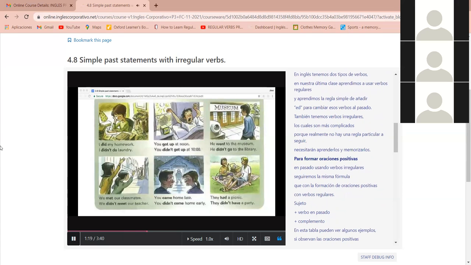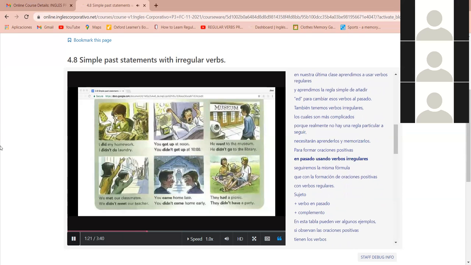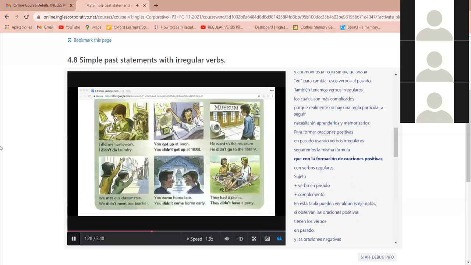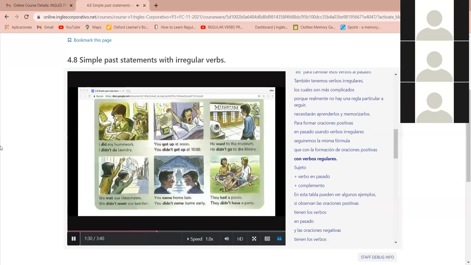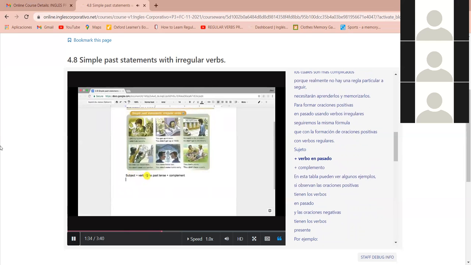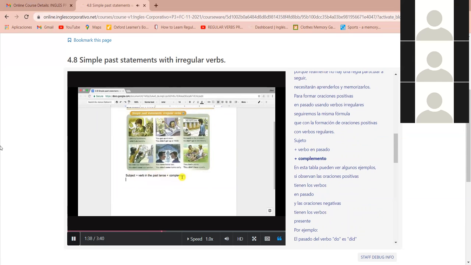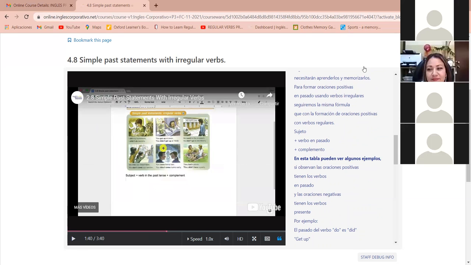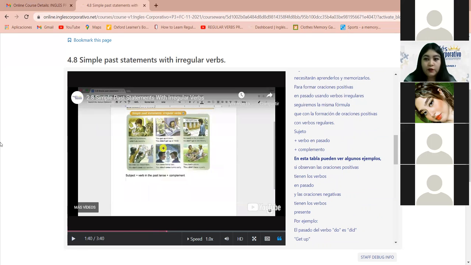To form positive statements in the past using irregular verbs, we will follow the same formula as with forming positive statements with regular verbs. Subject plus verb in the past tense plus complement. On this chart. Now, keep into consideration, this is the same exact formula that we already handled.